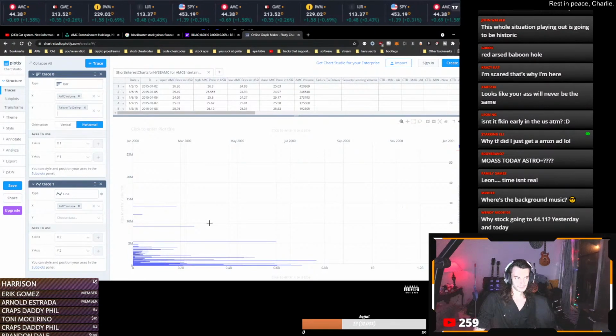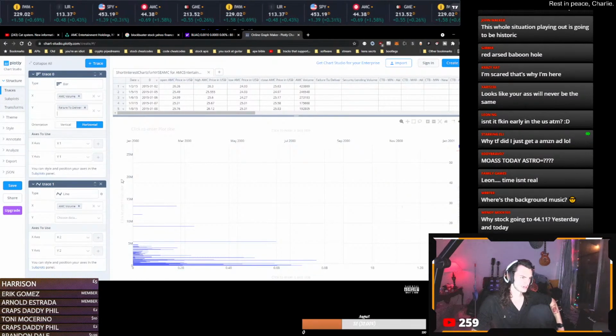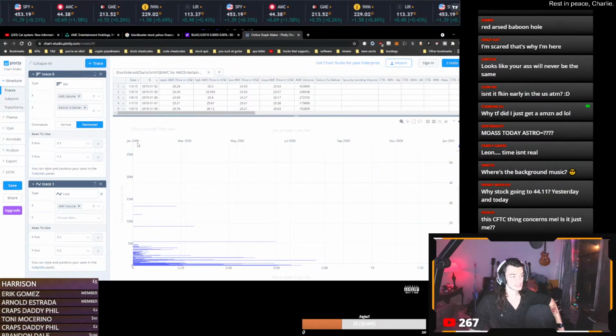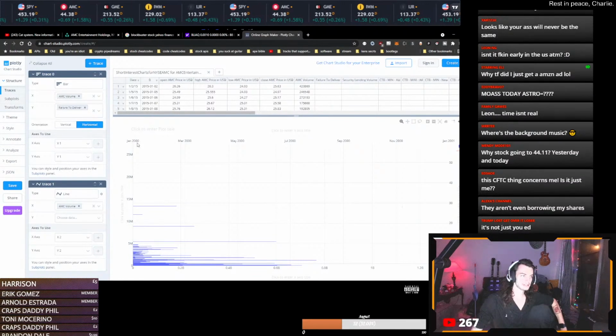Here's AMC volume versus failure to delivers. Look at how failure to delivers are concentrated at lower numbers as AMC's volume is low. Okay, so if securities lending is concentrated at times of low volume, and if securities lending is high when AMC volume is low, and the lower the AMC volume, the higher the failure to delivers, right?